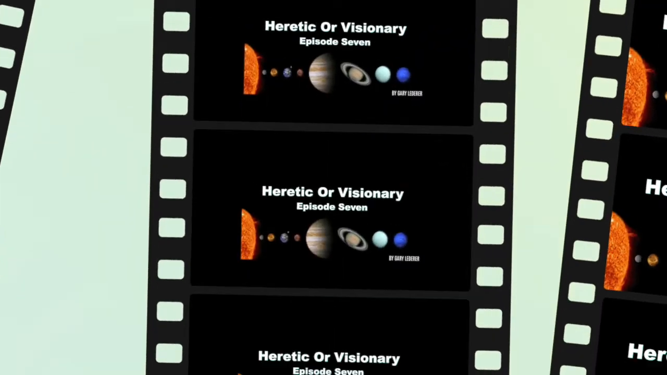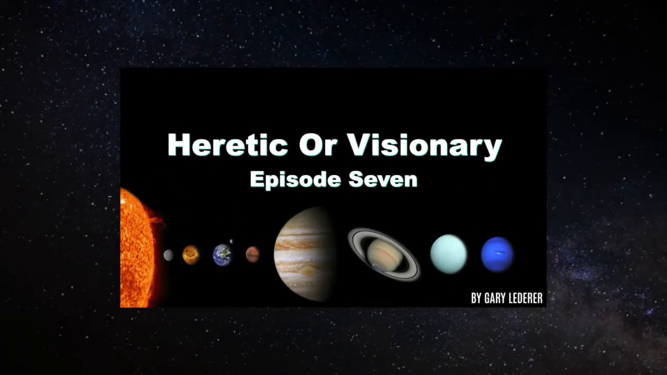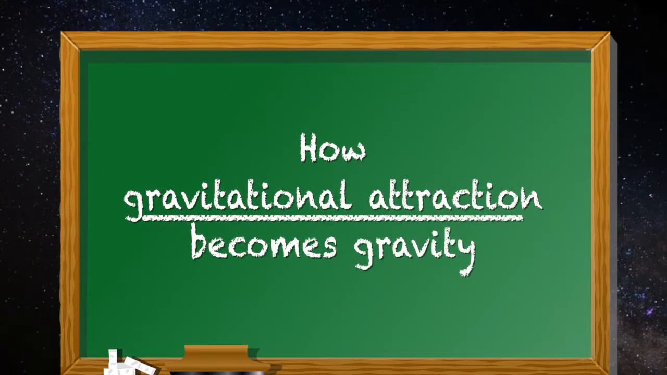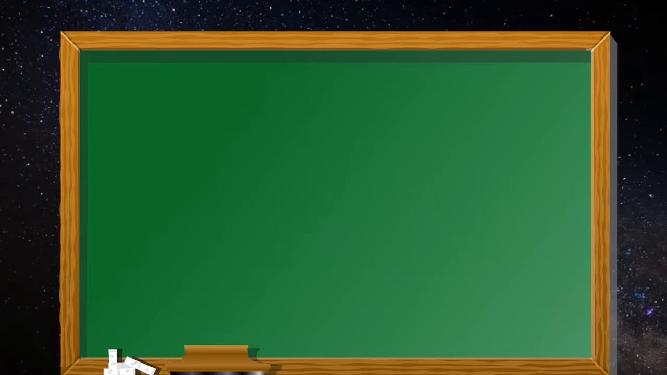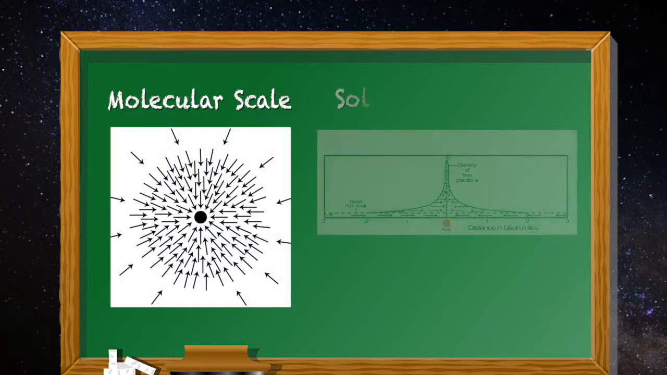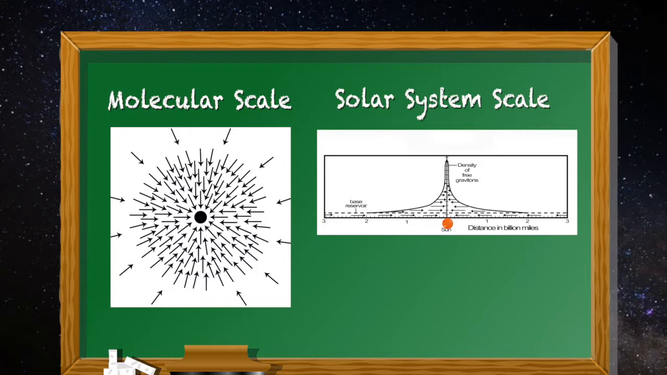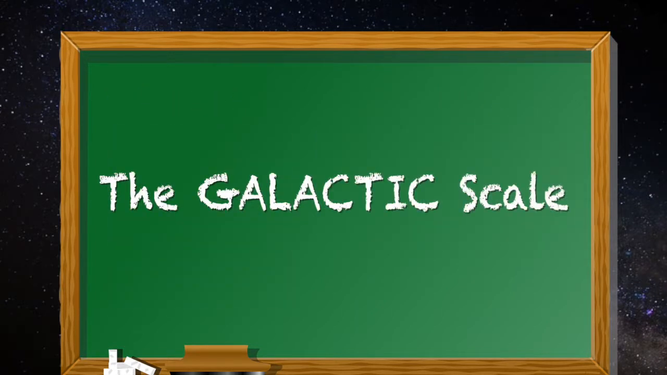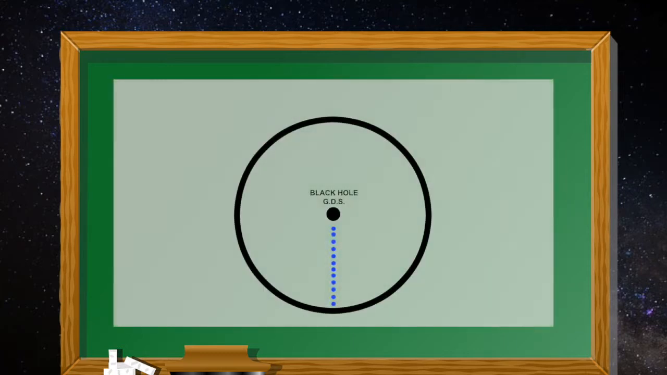At this point in our series, we have now gone through the explanation of how gravitational attraction becomes gravity, and we've shown the transition from the molecular scale to the solar system scale. This episode is the next transition to the galactic scale. By now, everyone should be familiar with the free graviton reservoir surrounding our galaxy.